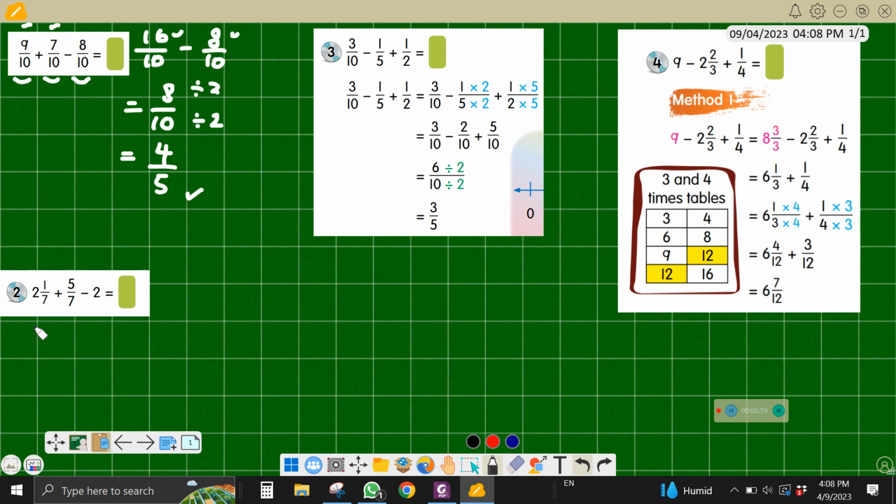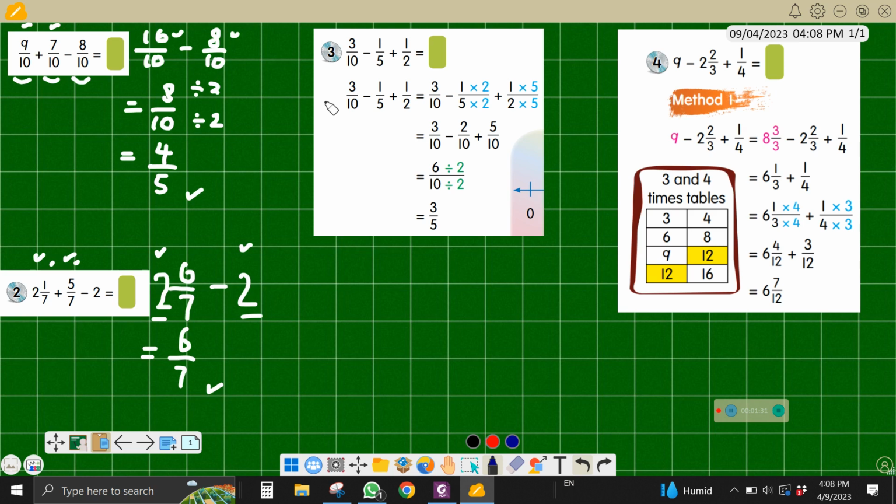Okay, let's look at example 2. Let's plus first. 2 is the whole number. The top, 1 plus 5 is 6. The bottom, just copy 7. Then we minus 2. Now we just look at the whole number. So 2 minus 2 is 0. You don't have to write 0. You only write the fraction, 6 over 7. So that is your final answer.